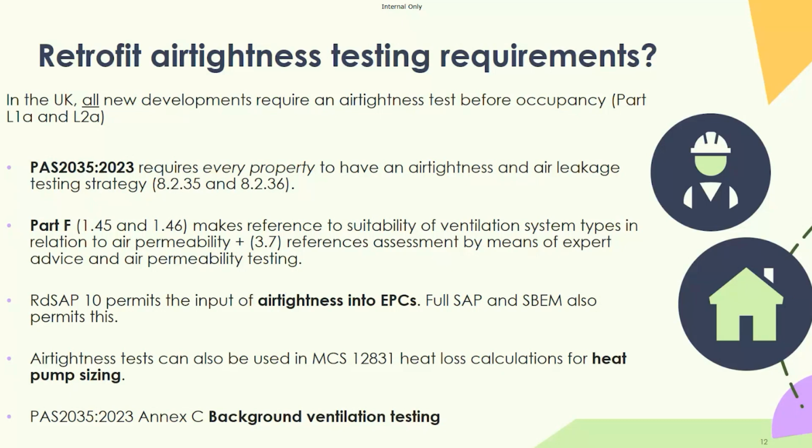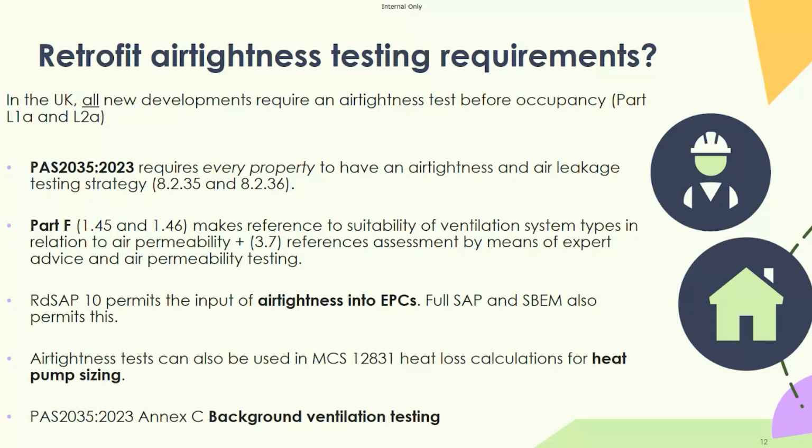And then section 3.7, the bit about existing homes in Part F, talks about, again, making informed judgment about the ventilation based on expert advice and air permeability testing. So again, Part F is guidance. It's not explicitly saying thou shalt air tightness test on every project, but again, it's making that important link between air tightness and ventilation in the ventilation regulations and guidance.